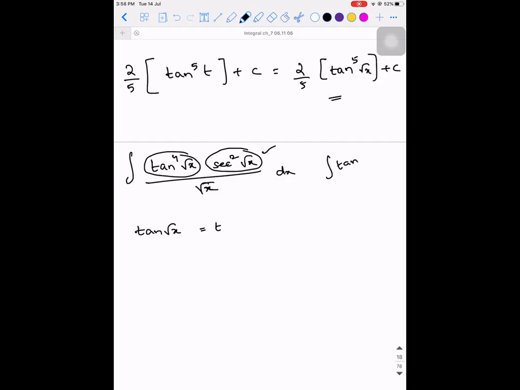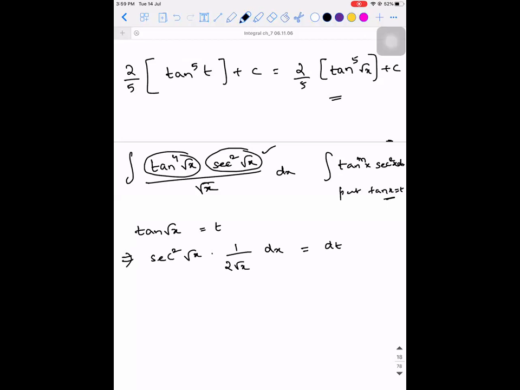Integral of tan power m x into secant square x dx. Whenever you have something like this, the idea that should come to your mind is to put tan x equal to t. Here, instead of x, I have root x. So tan root x is equal to t. Differentiating on both sides, secant square root x into the derivative of root x, which is 1 by 2 root x, dx is equal to dt.